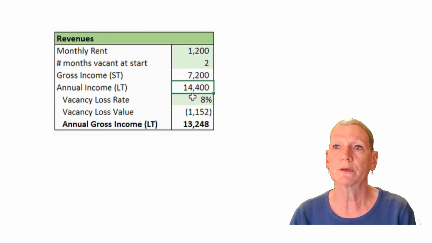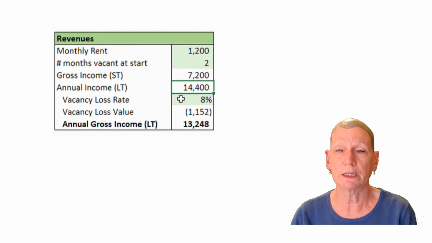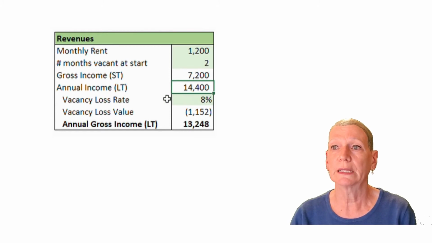But then you want to subtract out some vacancy factor. 8% is a fairly conservative number because that works out to be approximately 1 month a year that the property would be vacant. Now, sometimes if it does go vacant, it may take you longer than a month to turn it over. So over time, that could be your actual vacancy rate, but you want to at least have some number here to take into account the fact that you will have turnovers when you, in the long run, hold a property for a long enough period of time.